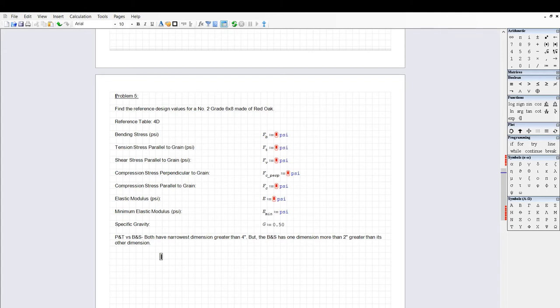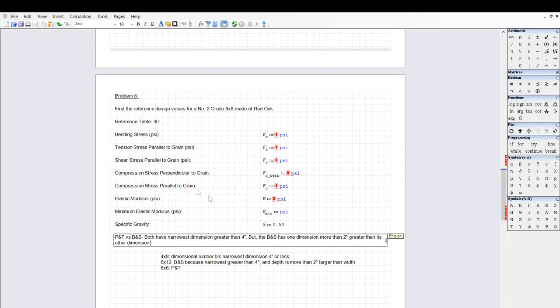If you have a 4x8, as we mentioned, this would be just dimensional lumber, because the narrowest dimension is 4 inches or less. What about, let's say, a 6x12? Well, that's going to be a beam and stringer because the narrowest is greater than 4 inches and the depth is more than 2 inches larger than the width. What about a 6x6? That would be a post and timber.